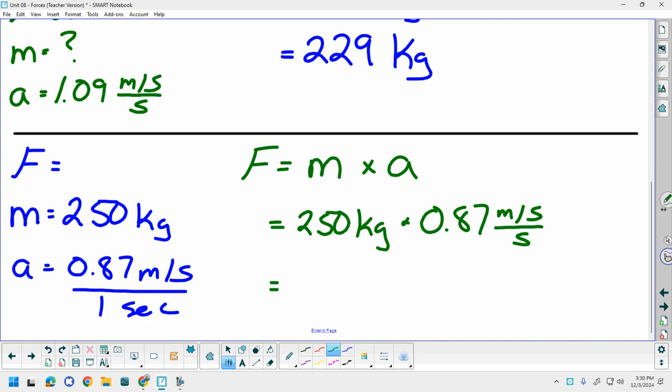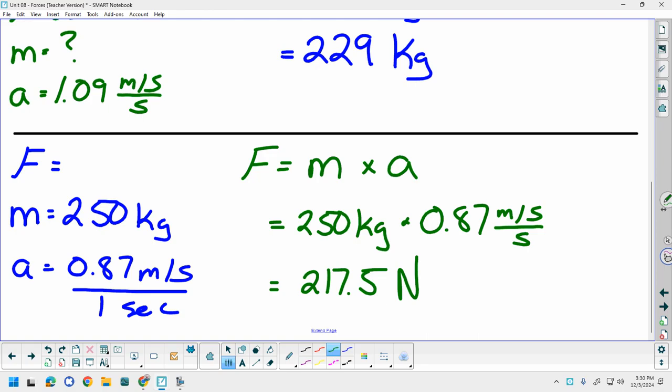And so to get the force, we're going to multiply. We multiply 250 times 0.87. That gives us 217.5 newtons for the amount of force.